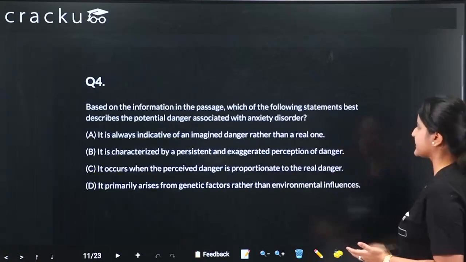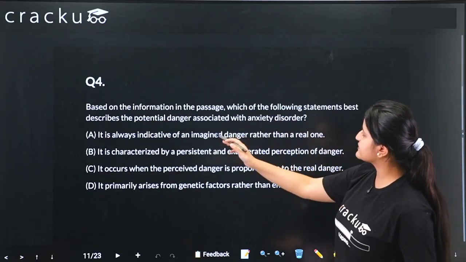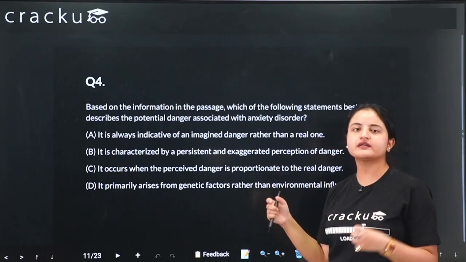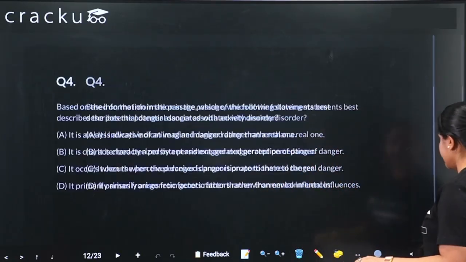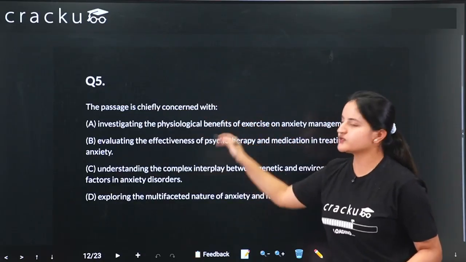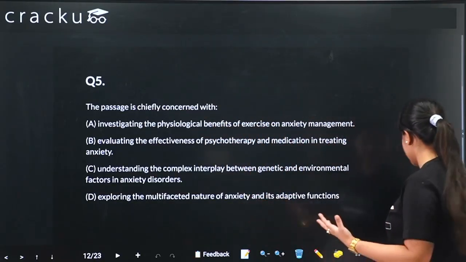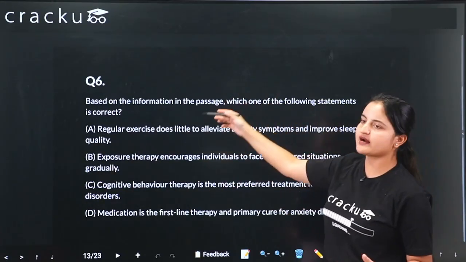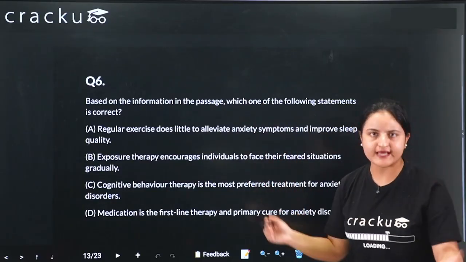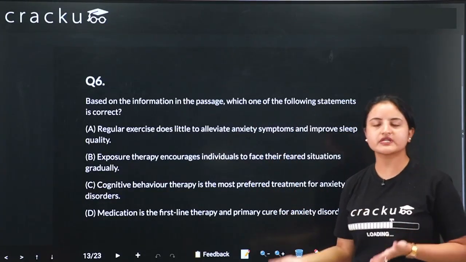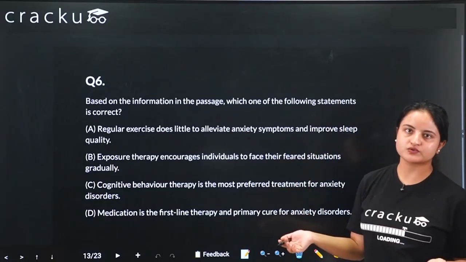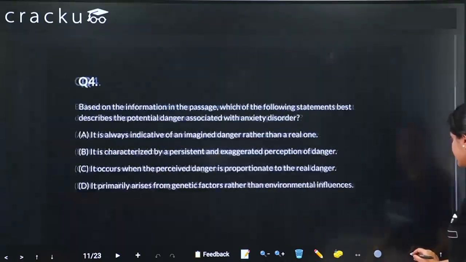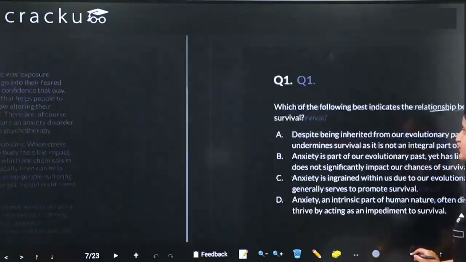Then, which of the following statements describes the danger associated with anxiety disorder? So when we read, we know that we have to pay attention to the anxiety disorder part and the danger associated with it. Then, what is the main purpose of the passage? So very generic. Then, which of the following statements is correct? So basically we have to read the passage. It is quite in depth. It is not very direct. It has inference questions also. It has main idea questions also. And one question we know is about anxiety disorder. So that is there.